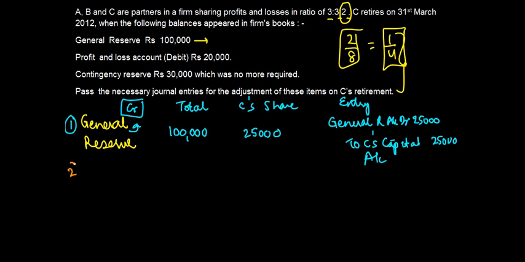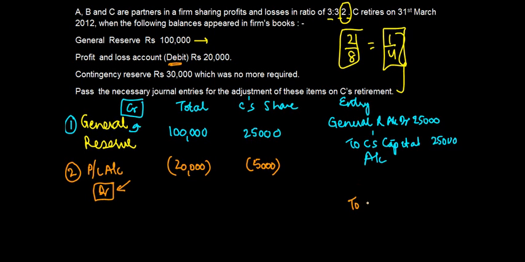Let's see the second one, profit and loss account. Now profit and loss account has a debit balance, which means what? It's a loss. How much is the number? 20,000. C's share will be 5,000 worth of loss. Now a debit balance, if transferred to C's capital account, has to be reduced. And if it has to be reduced, what do we do? We will credit profit and loss account 5,000, and we will debit C's capital account, because he has suffered a loss, so his capital account should be reduced.